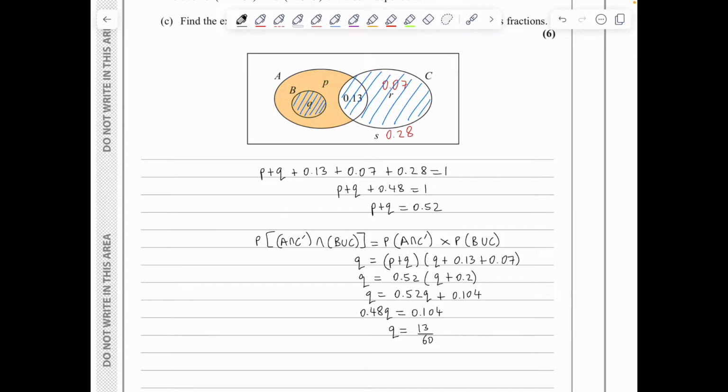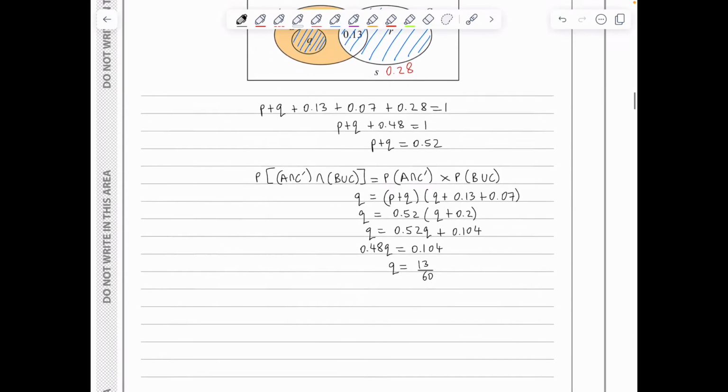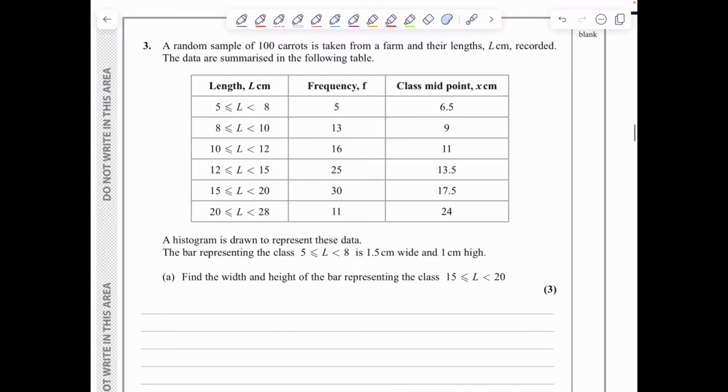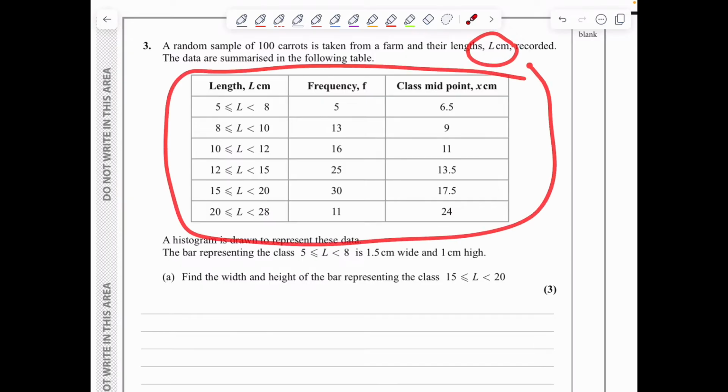I will now proceed in finding P, and I will simply say that P plus Q, which was found to be 13/60, is equal to 0.52, and therefore this leads to P being 91/300. In question 3, we've got the lengths L centimeters of 100 carrots summarized in the grouped frequency table below.